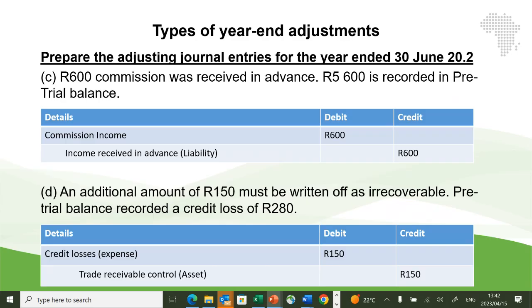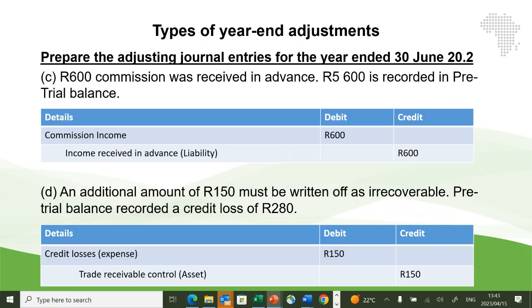How are we going to reduce it? By debiting the commission income of how much? Of 600. And what are we going to credit? Income received in advance. And we know that income received in advance is what? It is a liability of how much? Of 600. That 600 of commission income that we have received, we have not yet earned it. So whoever paid us, they can still demand it. That's why it is a liability for us. That's why we post here 600.